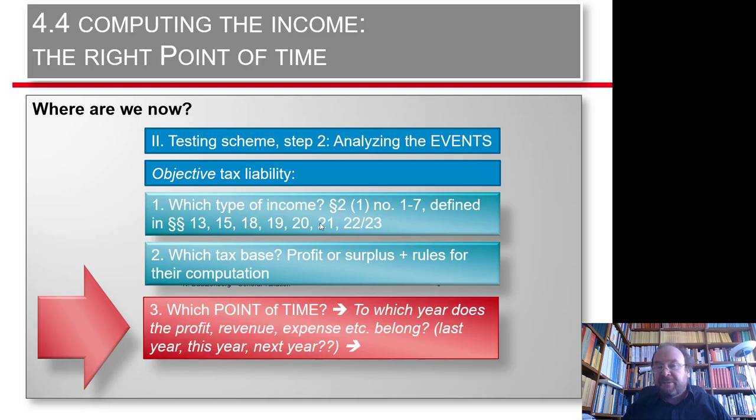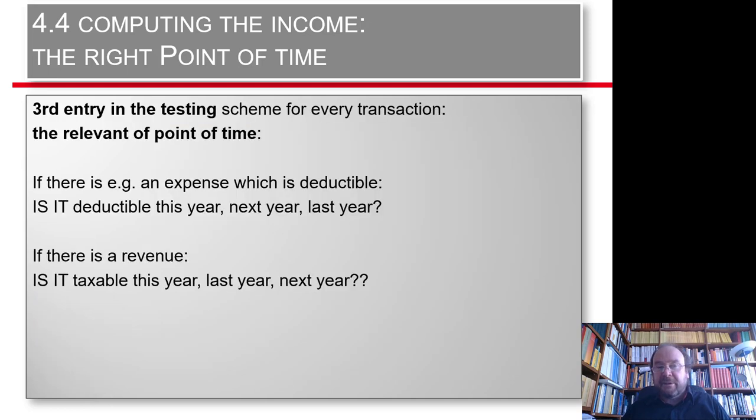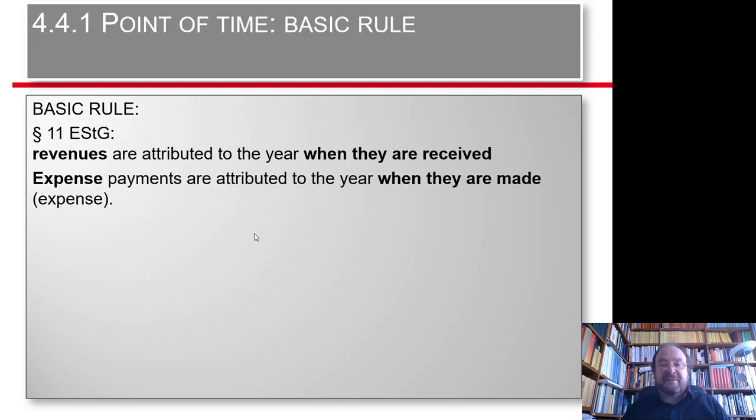And now step number 3 is, to which point of time does that all belong? So that is what we have to think about now. Let's look. So that is where we are now. So the question is, when is revenue taxable or when is expense deductible? The basic rule is to be found in section or paragraph 11 ESTG.